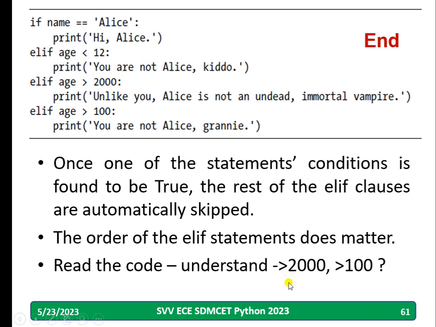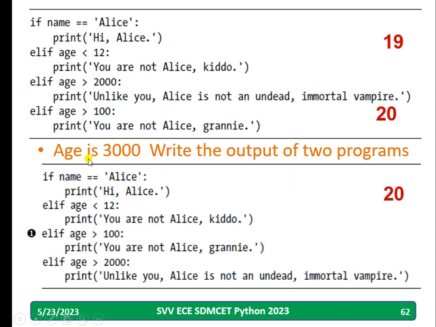Understand it. And let us think age given as an input is 3000. It's not real, just for discussion. Write the output of these two programs. Pause the video here. What might be the output of this program? This is one program. This is a second program. Both are the same. Only the elif condition is different: here I have taken greater than 100, and here I have taken greater than 2000. Pause the video. Write the output and try to understand.